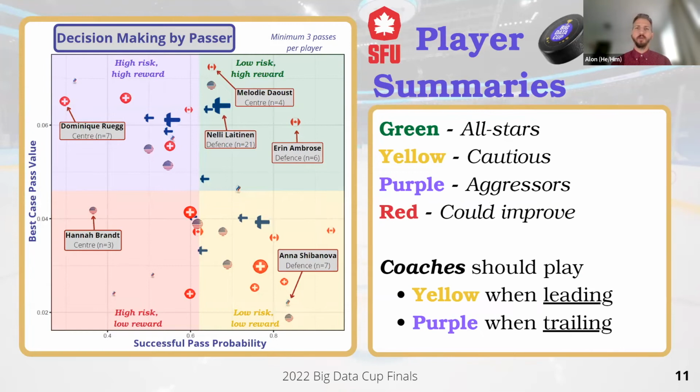While obviously the green zone is optimal, a coach would be inclined to play the more conservative players in the yellow zone when leading in an attempt to maintain control of the puck. Alternatively, they may prefer the more aggressive gunslingers in the purple zone when trailing to make riskier passes in hopes it will lead to a goal. We do caution that our small sample size has had an impact on our results. For example, it is much more evident that Nelly Leitinen belongs in the green zone than it is that Hannah Brandt belongs in the red.